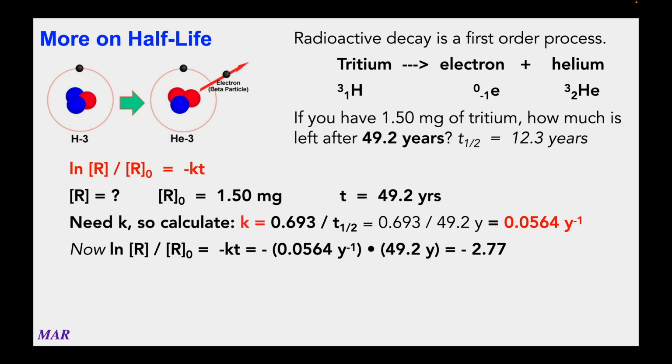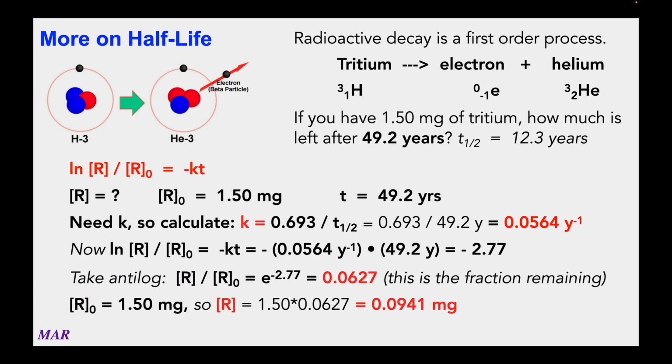So anyway, natural log R over R0 equals minus KT. We've got all the pieces we need now. The minus KT part comes out to be minus 2.77. You can do the anti-log of that to get rid of that. That's the Euler's number once again. Make sure you know how to do this, 0.0627. And if R0 was 1.50 milligrams, then R is 1.50 times 0.0627, we have 0.0941 milligrams left.